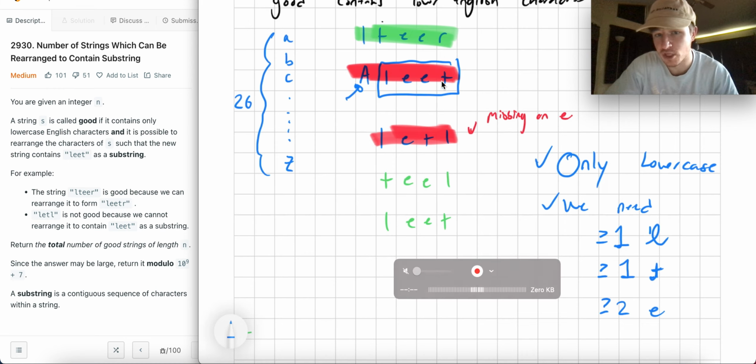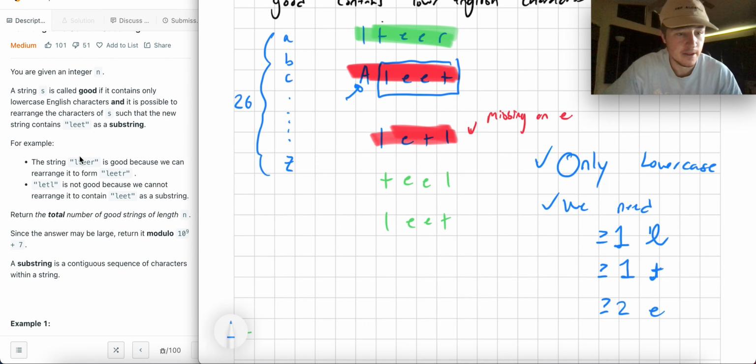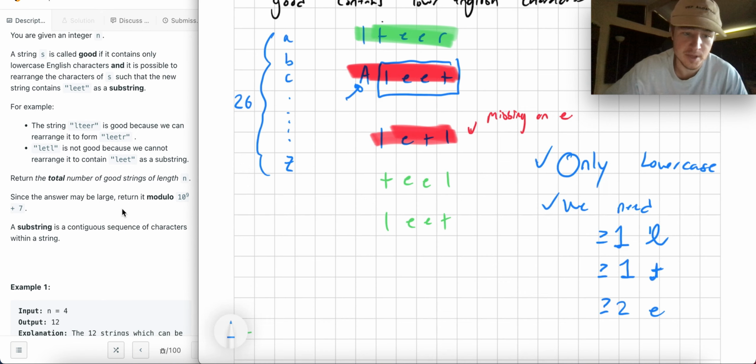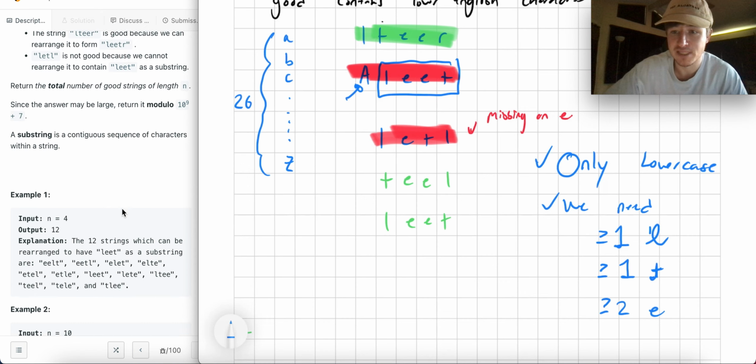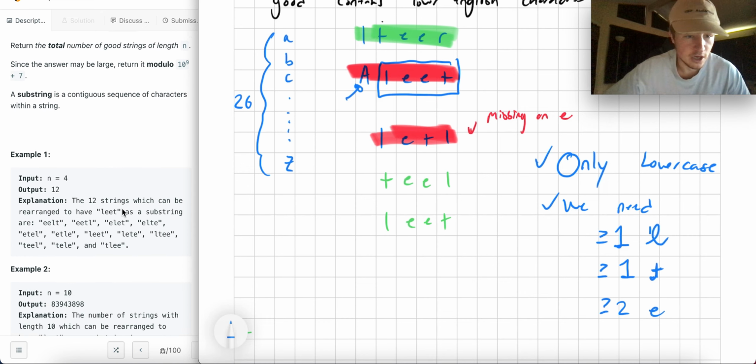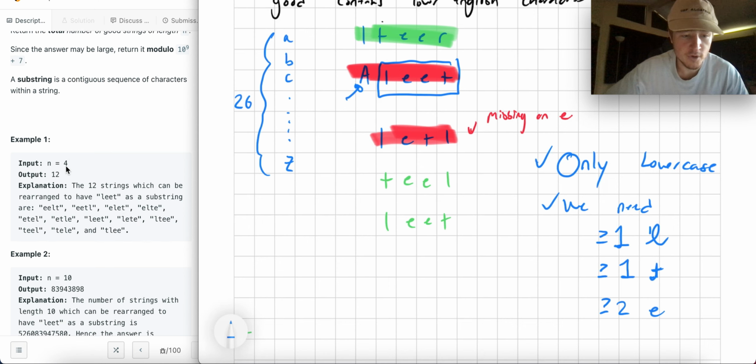It has to be only lowercase, so this A is a problem. Okay, so we want to return the total number of good strings of length n. Since the answer may be large, return it modulo 10 to the 9 plus 7. Okay, so for n equals 4, I'm not going to go through it, right?